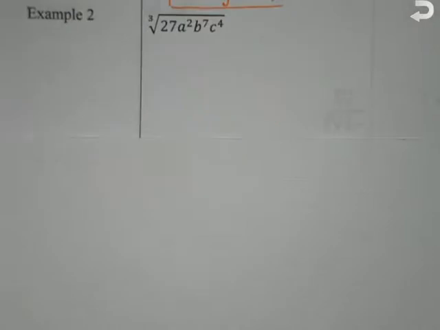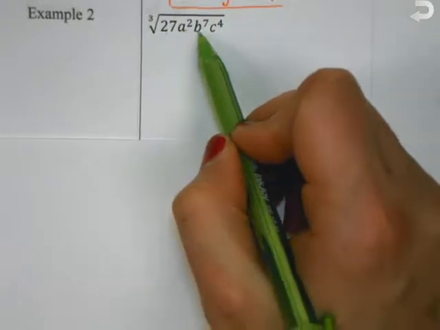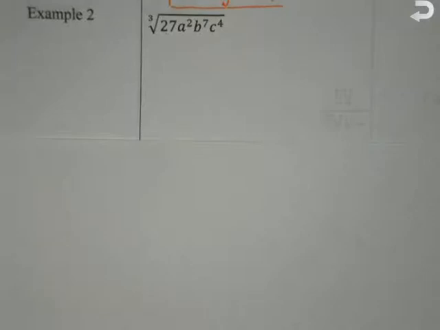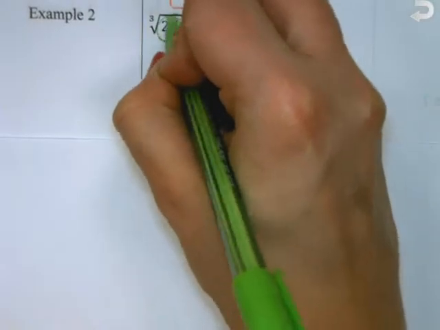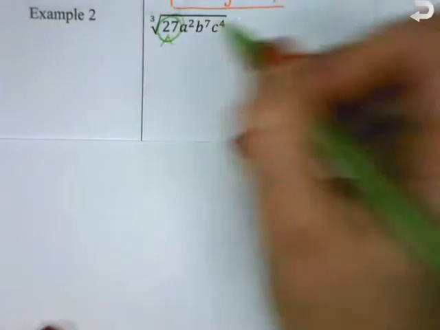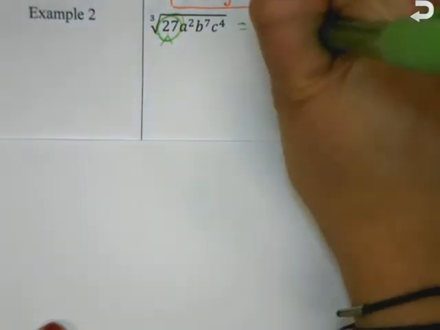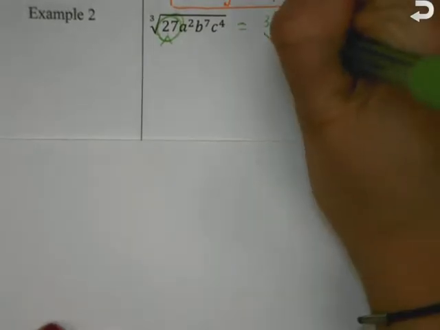Okay, guys, example 2. We are taking the cube root of 27a squared, b to the 7th, c to the 4th. I'm not going to break it up this time because it makes for a lot of extra work. But what I do want us to get used to is writing the numbers in terms of primes to powers. So how could we break down 27? 3 to the 3rd power. It's 3 to the 3rd power. So this is the same as the cube root of 3 to the 3rd, a squared, b to the 7th, c to the 4th.